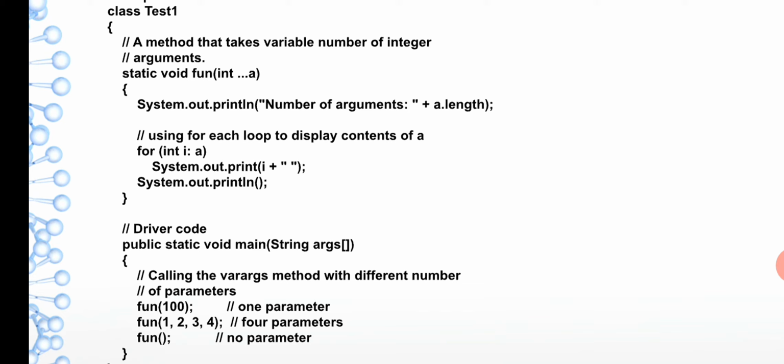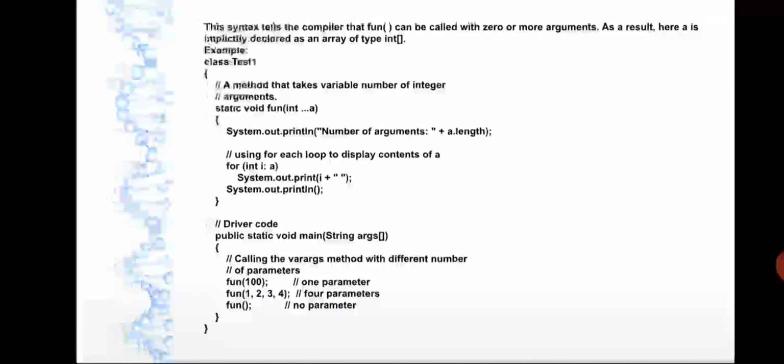Now we will see how exactly this code will act. For the first call, a of 0 will have 100, and the same thing will be printed. The length, a.length, will be 1 and the value 100. Next, for the second call, the length will be 4 and the values will be 1, 2, 3, 4. Next, for the last call, the length will be 0 and you don't have anything to print. So this is the output you are going to get if you execute this program.